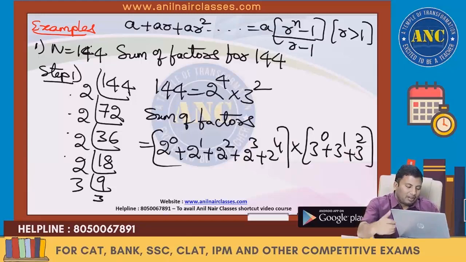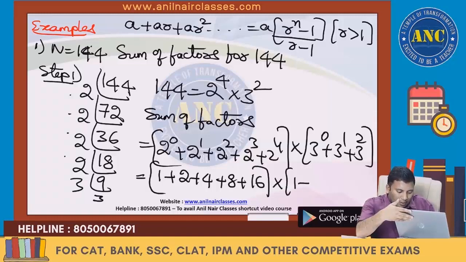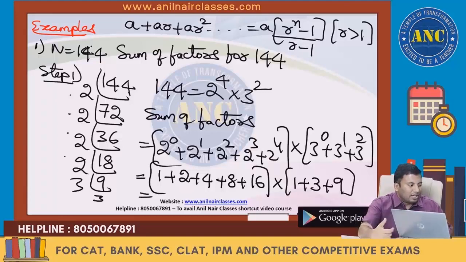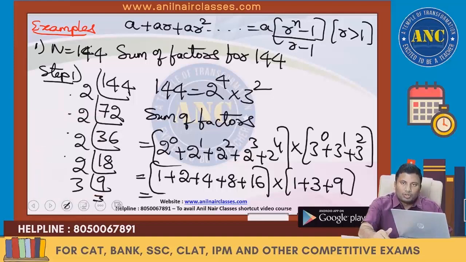Or if you are not comfortable with the GP series, (1 plus 2 plus 4 plus 8 plus 16) into (1 plus 3 plus 9). Whatever the answer is, that is the answer. Please find it out. In case you don't want to compute the answer, use the digital sum approach.